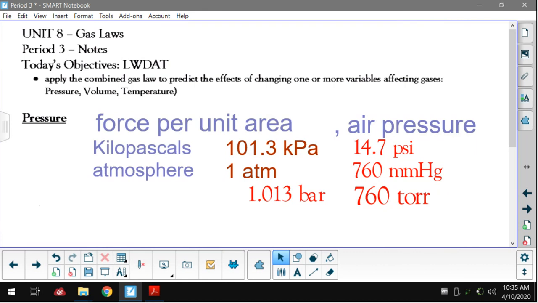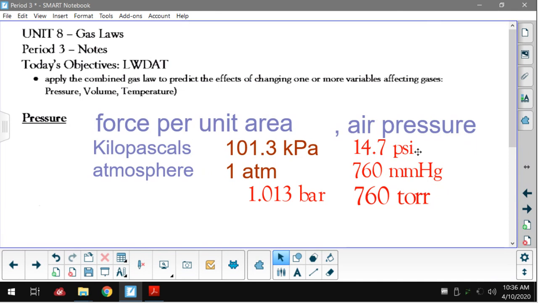Pressure can be measured lots of different ways. Pressure is air pressure we're talking about. Pressure can be measured in kilopascals and or atmospheres. Table A in your reference table has kilopascals as 101.3 kilopascals, and atmospheres as one atmosphere, 1 ATM. Those are the standard units in chemistry, but there's a whole bunch of other ones you guys probably know about.